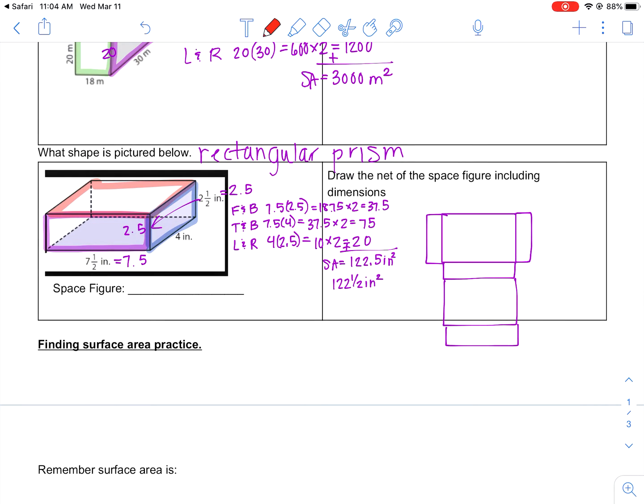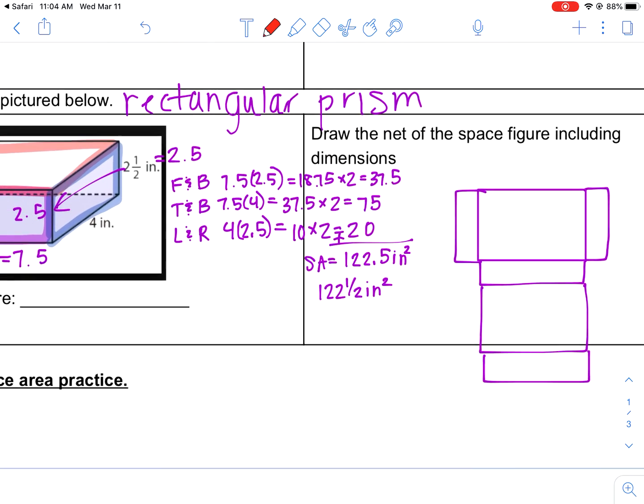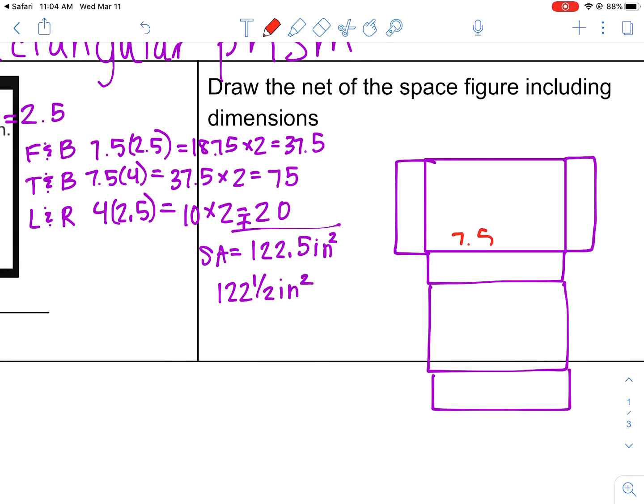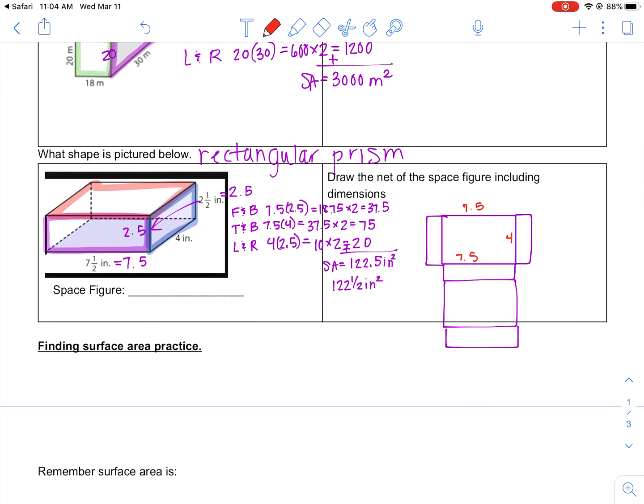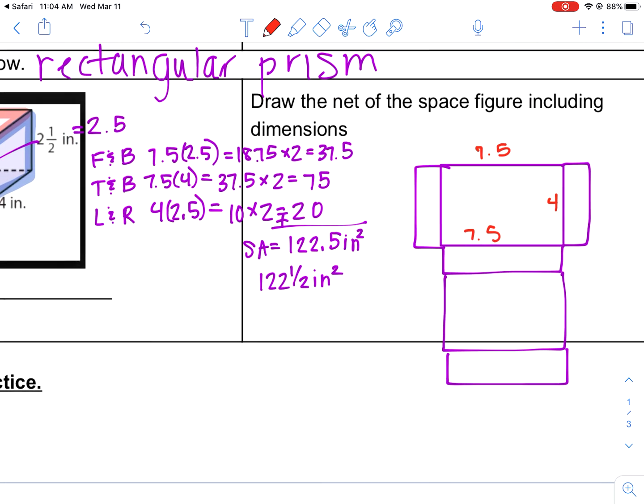You know that that top and bottom rectangle, those bigger ones, are 7.5 by 4. You know those skinny ones in between, if you're kind of going around the middle of the shape, are 7.5 by 2.5. So that's that one.